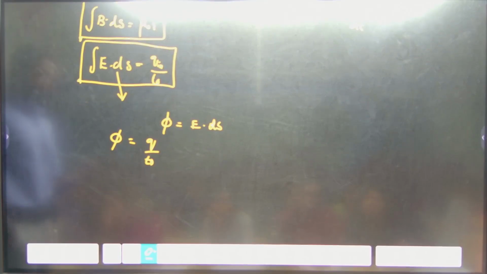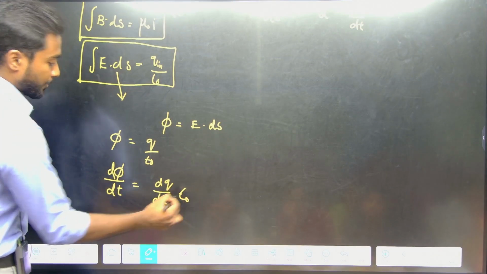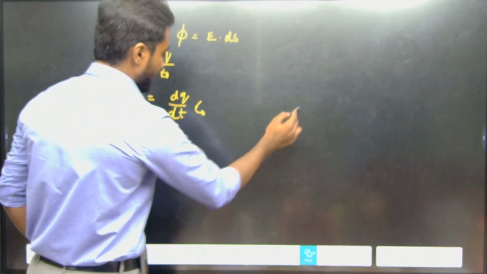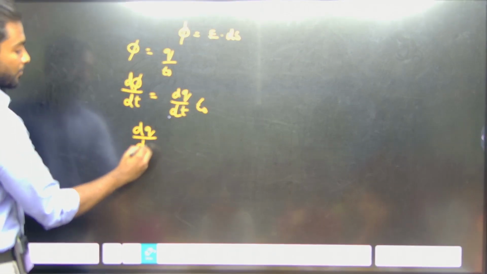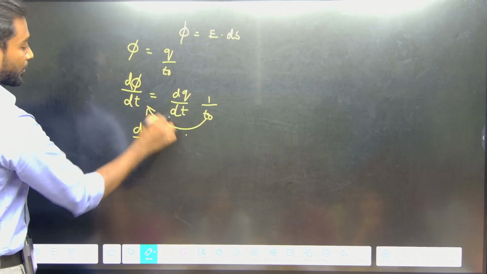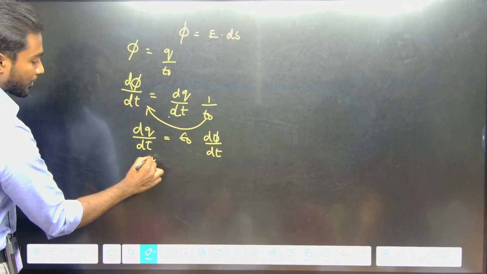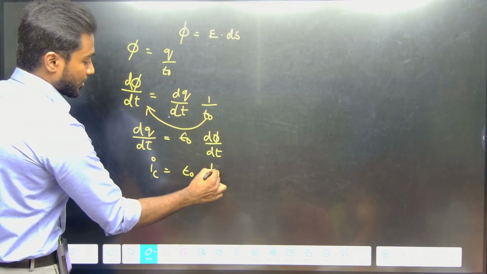Yes, no? So if I take with respect to time, d phi by dt is equal to dq by dt into epsilon naught. So what is dq by dt? The conduction current, no? So dq by dt is equal to 1 by epsilon naught. So this epsilon naught, if it goes this side, means epsilon naught into d phi by dt. So the other formula of conduction current is nothing but IC equals epsilon naught d phi by dt.